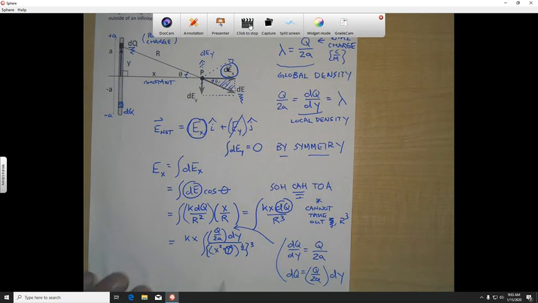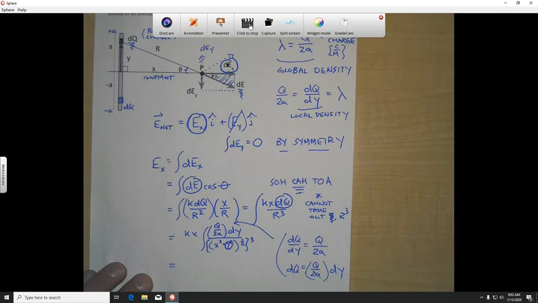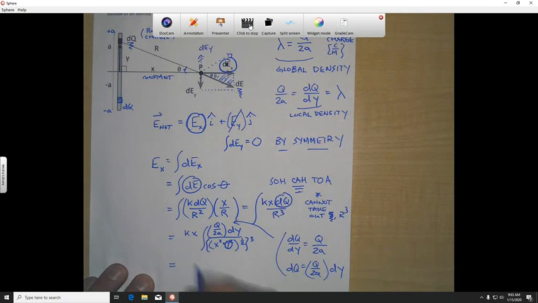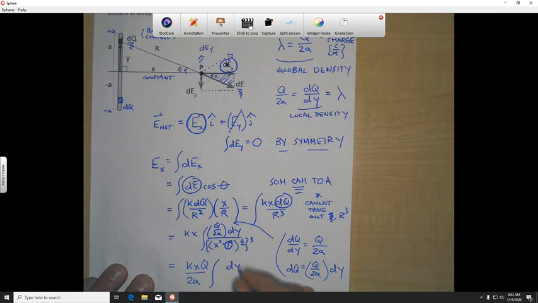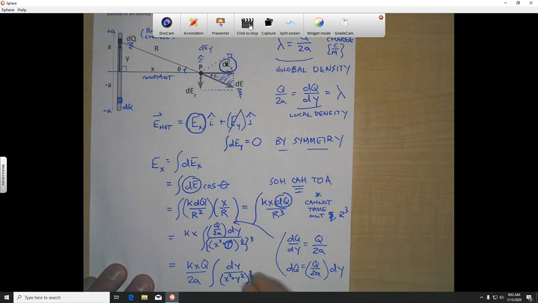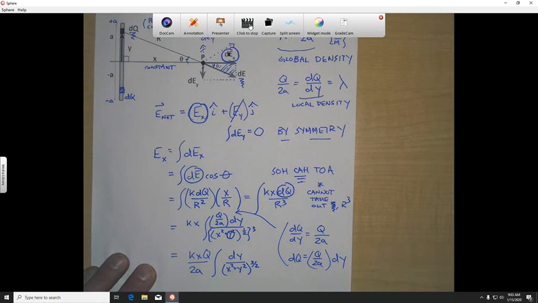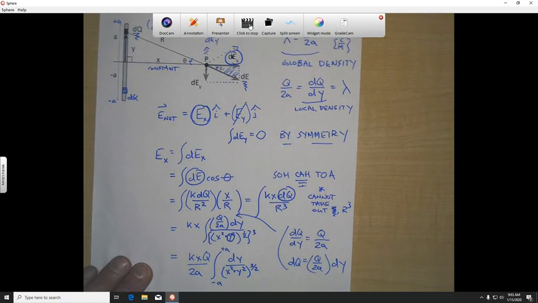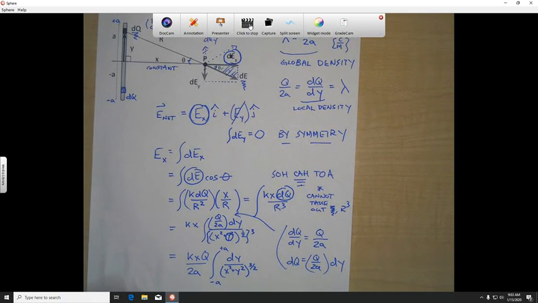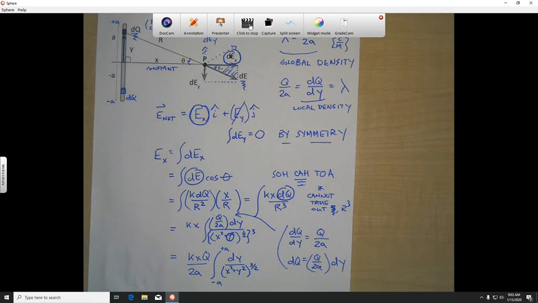All right, so the last step I'm going to take here in this video is I'm just going to simplify things out. Q over 2a can come out. So I have kxq divided by 2a. And then my integral is going to be dy over x squared plus y squared to the 3/2 power. And because my integral is in terms of dy, I can run from negative a to positive a for my endpoints. And so now I have an integral that I can actually evaluate and get to my answer.